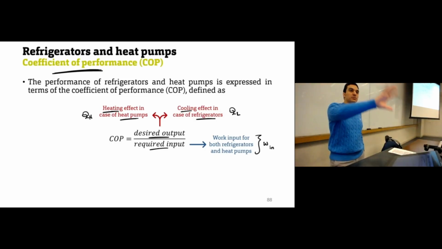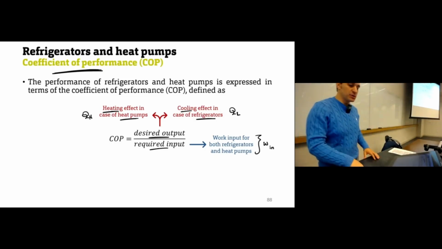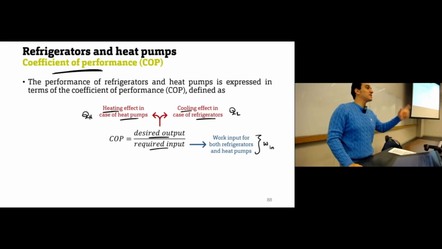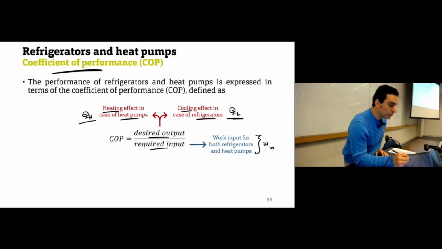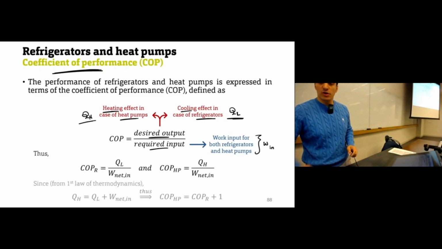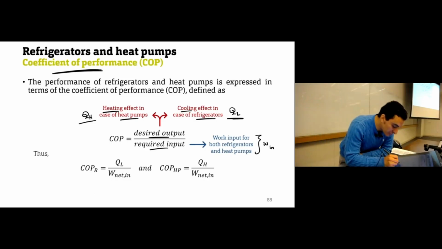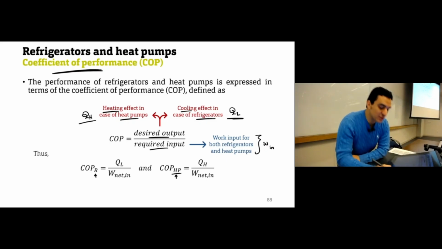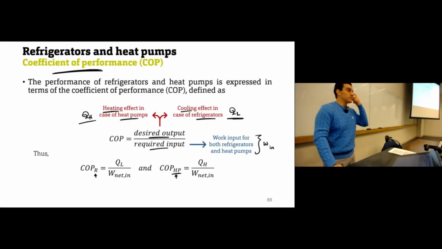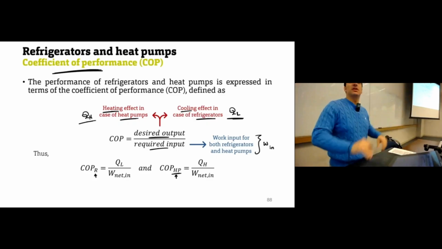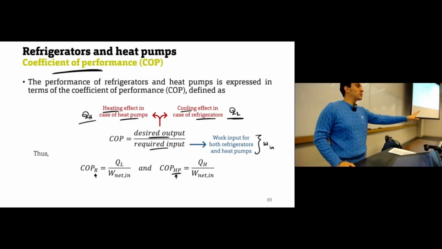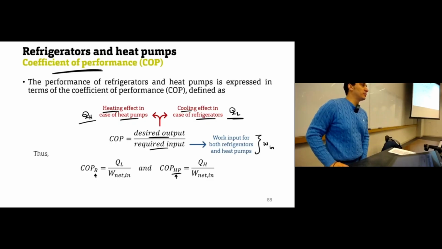So always in heat pumps and refrigerators, they have the same input, they have work in, but if you are analyzing a refrigerator, your objective is QL. If you are analyzing a heat pump, your objective is QH. So this is why we can say the coefficient of performance of a refrigerator is QL divided by inlet work. Coefficient of performance of a heat pump is QH divided by inlet work. Okay, so the same general equation, but the terms differ because the objective of a refrigerator is different from the objective of a heat pump.